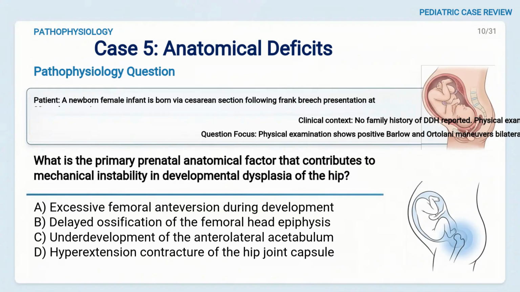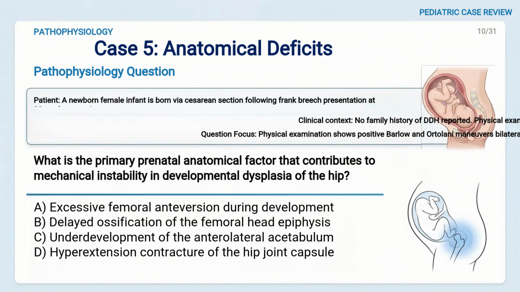Case 5, covering anatomical deficits and pathophysiology. A newborn female infant is born via cesarean section following frank breech presentation at 38 weeks. Physical examination reveals hip instability on the left side with positive Barlow and Ortolani maneuvers bilaterally. What is the primary prenatal anatomical factor that contributes to mechanical instability in developmental dysplasia of the hip?